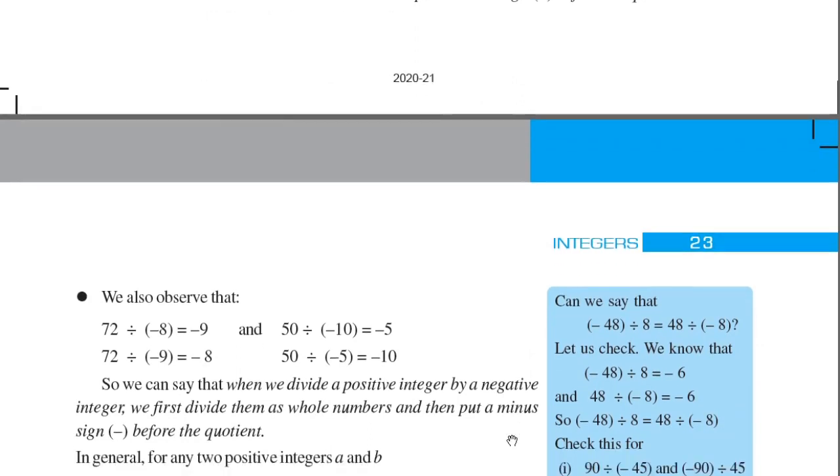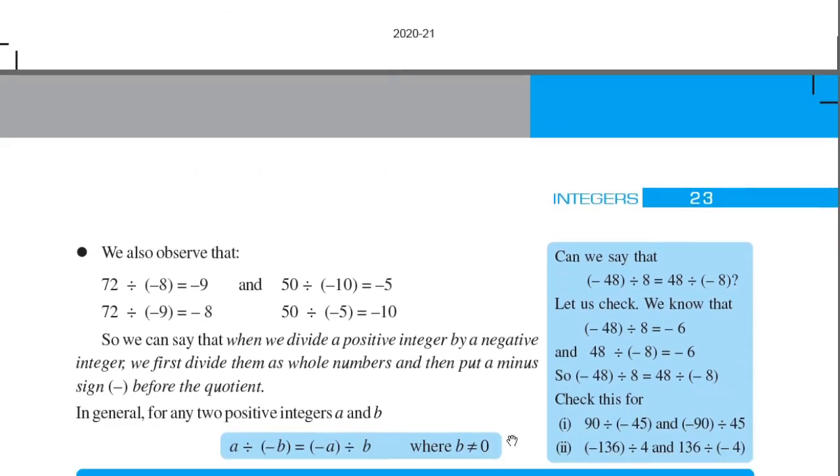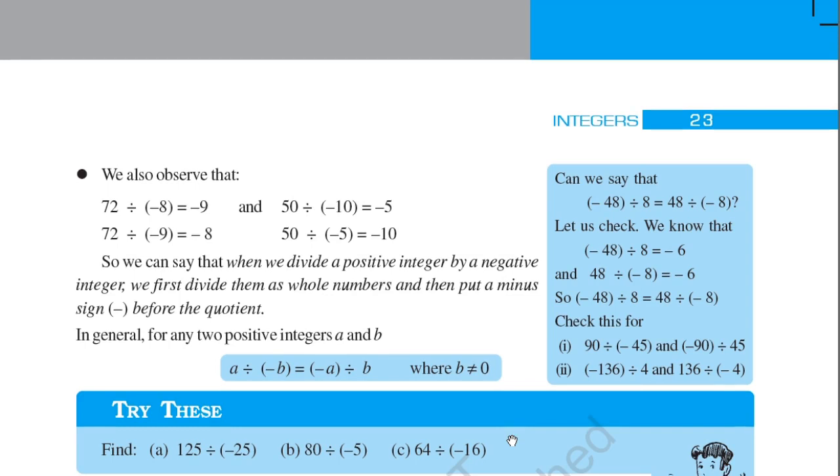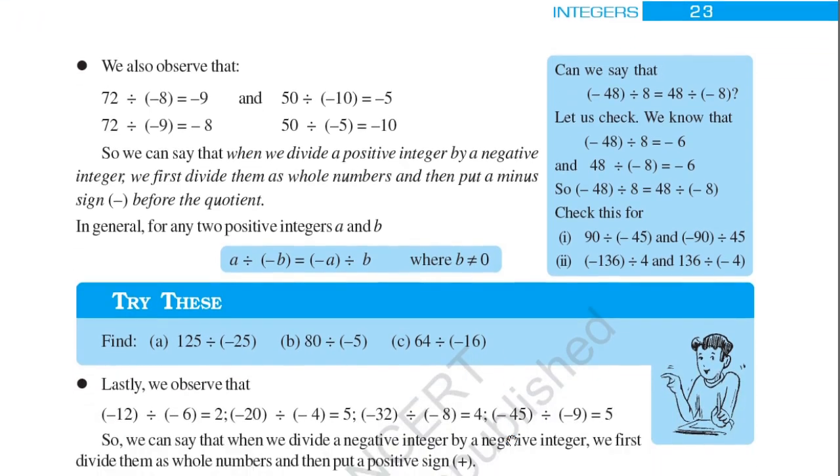We also observe that 72 divided by minus 8 is equal to minus 9, and 50 divided by minus 10 is equal to minus 5. So the same thing is coming here. So we can say that when we divide a positive integer by a negative integer, we first divide the whole numbers and then put a minus sign in front of the quotient.